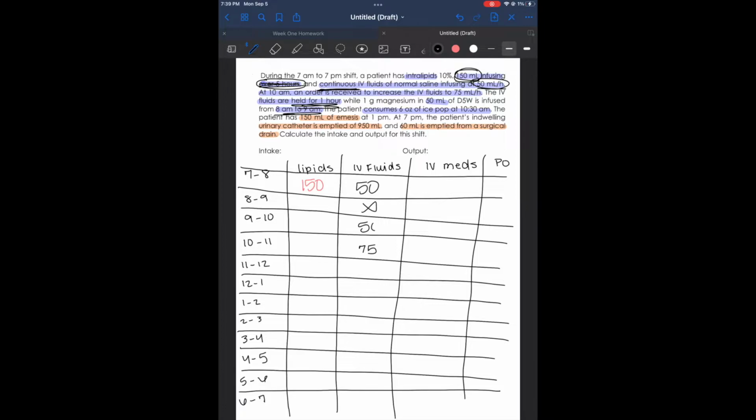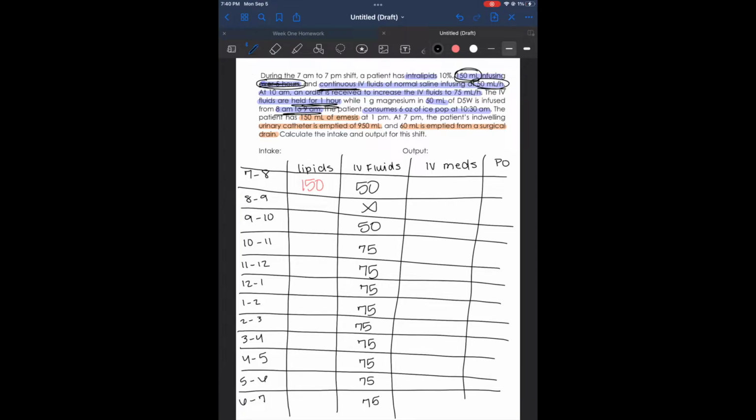So then we're going to fill in 50 here, because at 10 is when we're going to increase them to 75, and that's going to be the rate that they're going to go at for the rest of our shift.